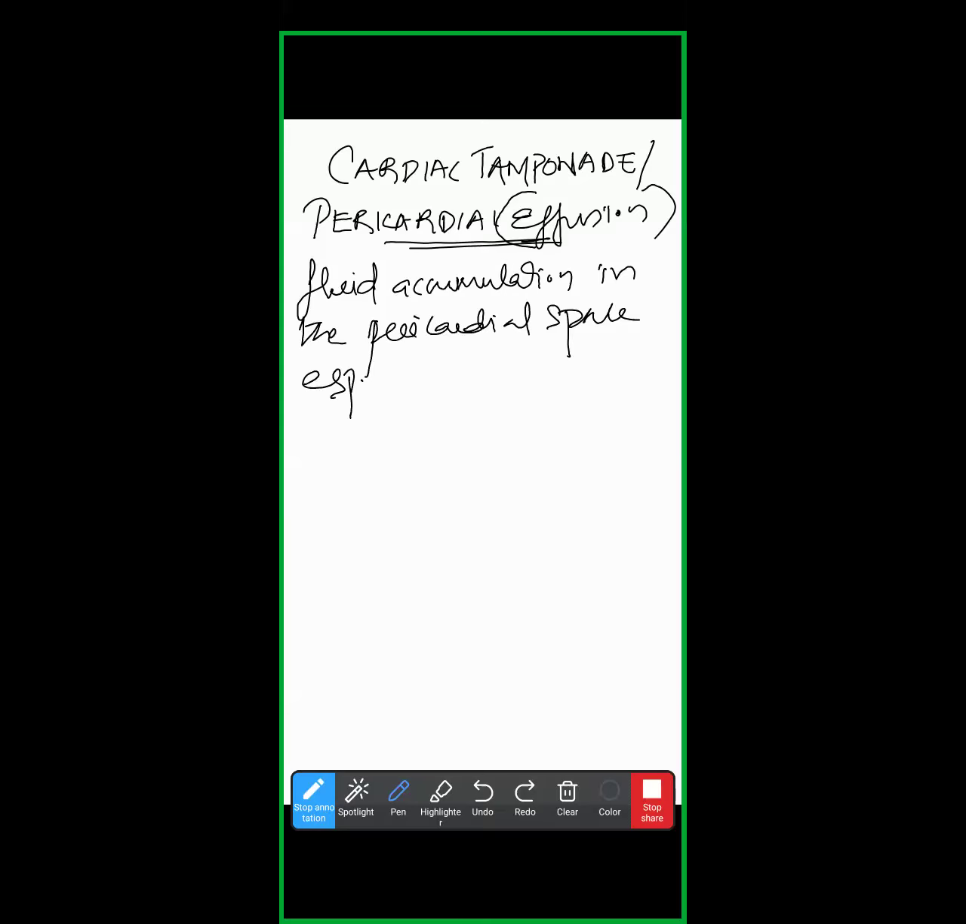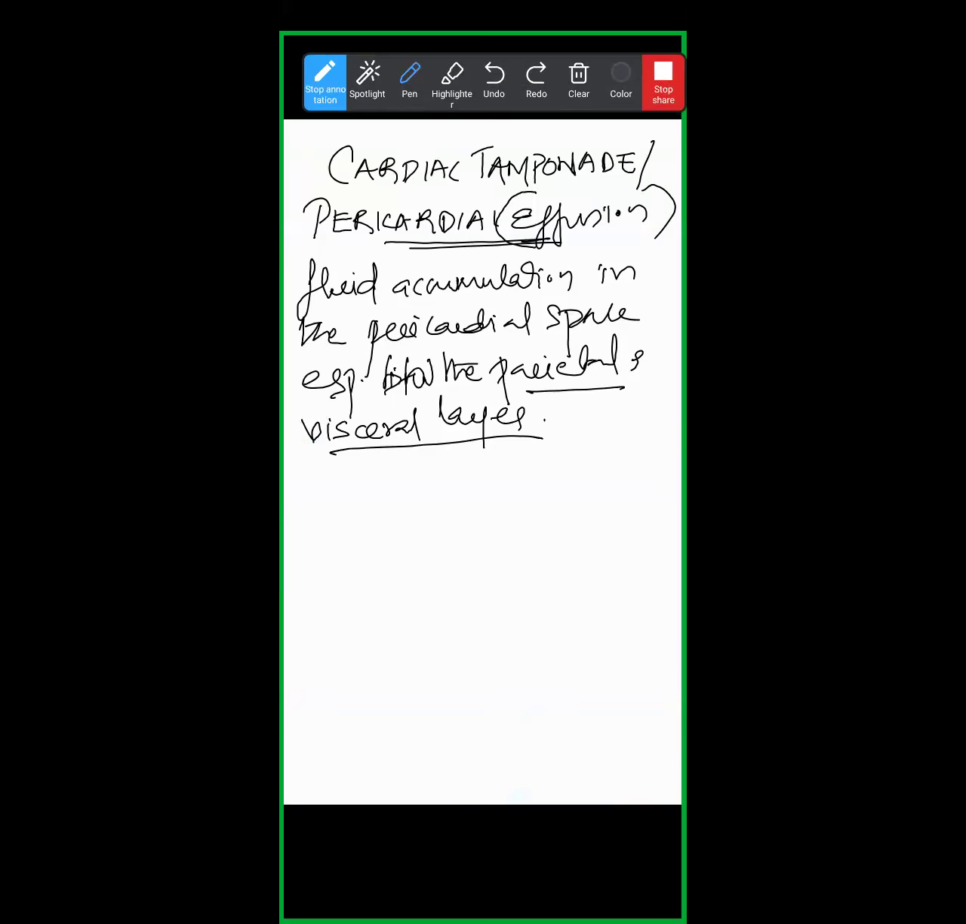Especially between the parietal and visceral layer. Parietal and visceral layer. Okay. So what is the consequence? If cardiac tamponade occurs, what will happen? I'll just show you.